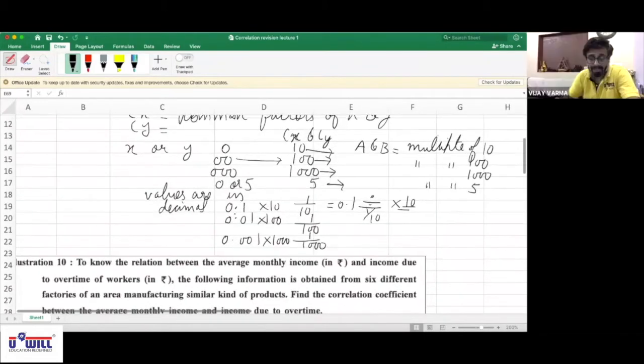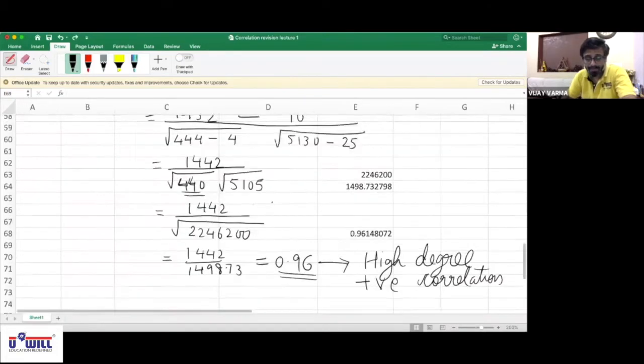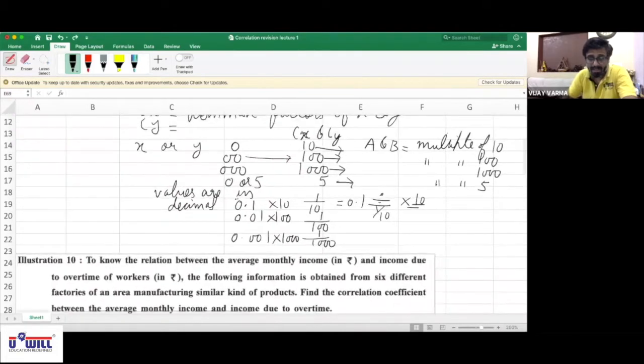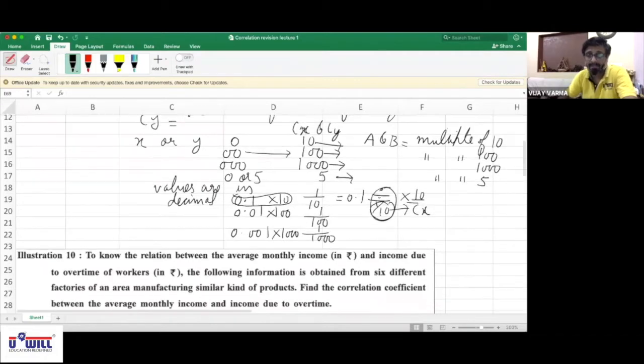See here, all of you can see. If values are in single decimal, then to remove the decimal, we shall multiply with 10. Okay. If the values are in single decimal, then to remove that single decimal, we shall multiply with 10. Now, multiplying with 10 means you are going to divide by 1 by 10. Since you are going to divide by 1 by 10, Cx would be equal to 1 by 10.